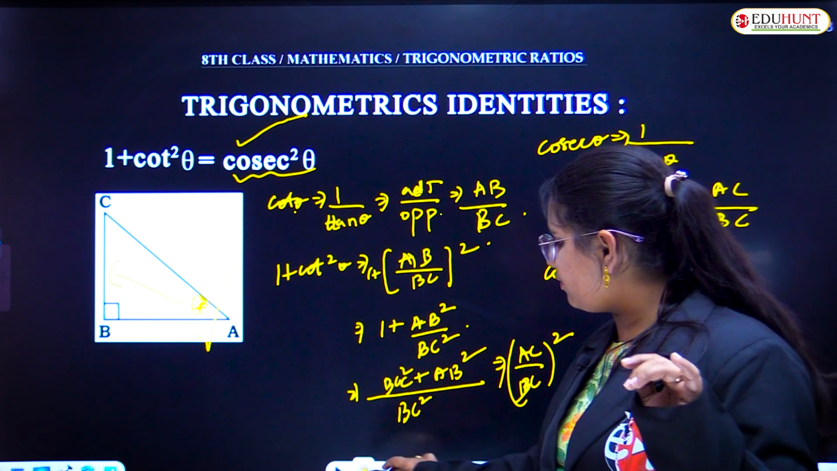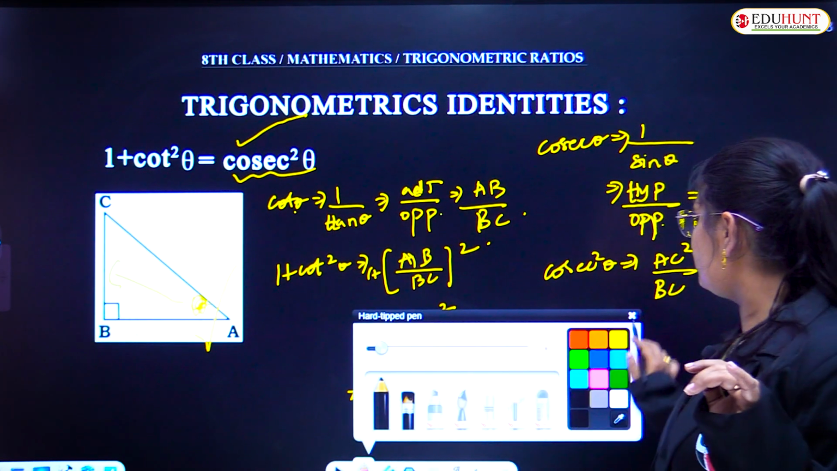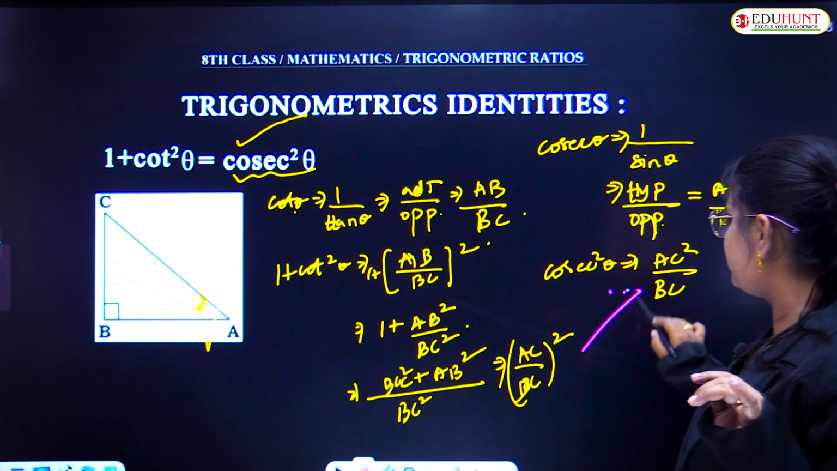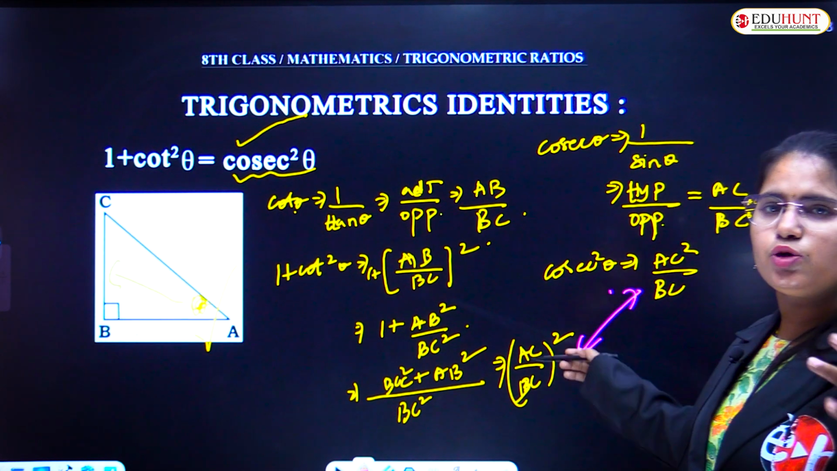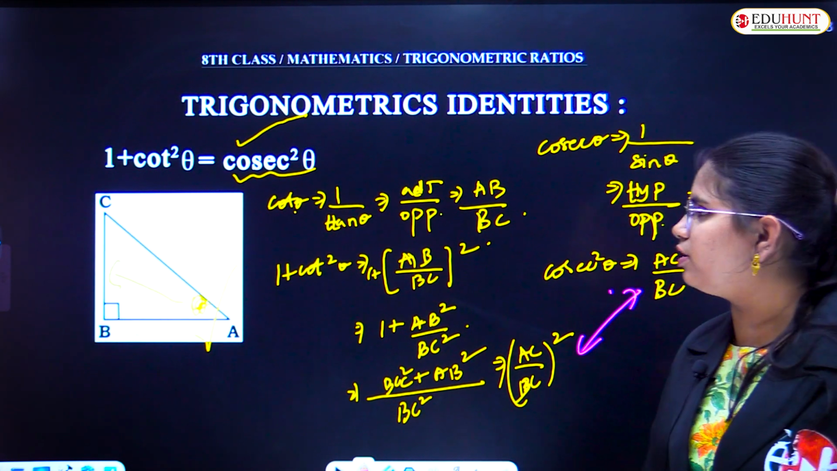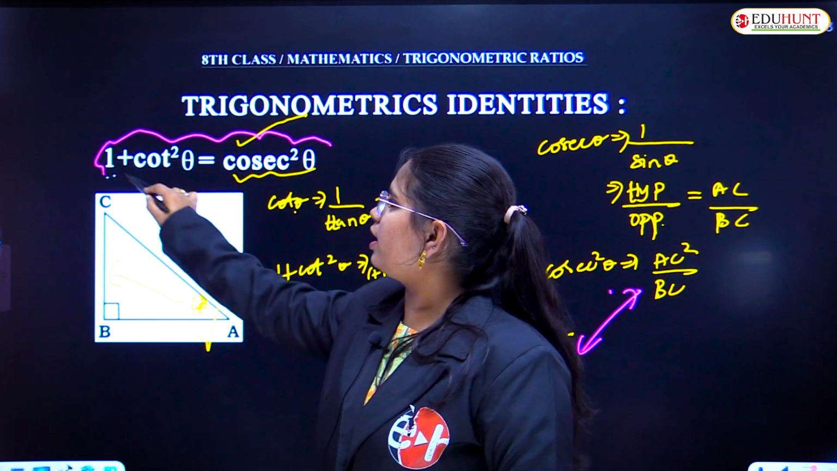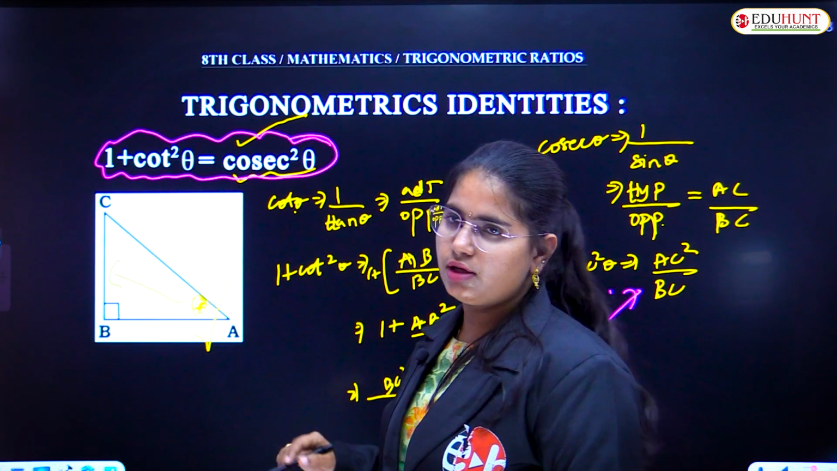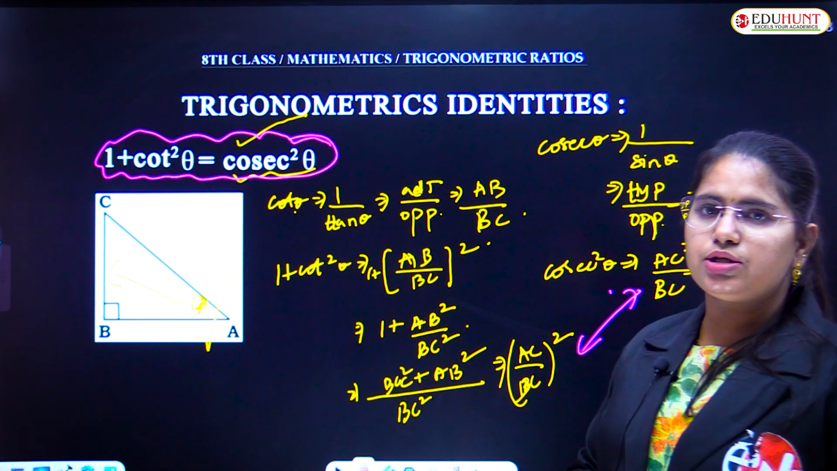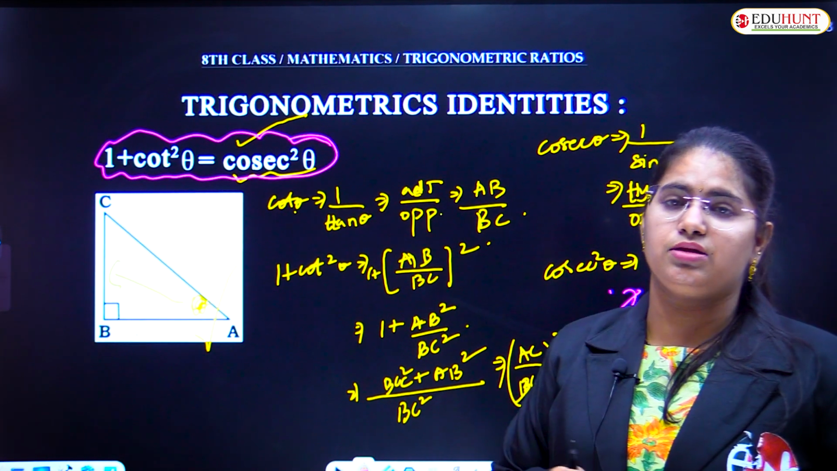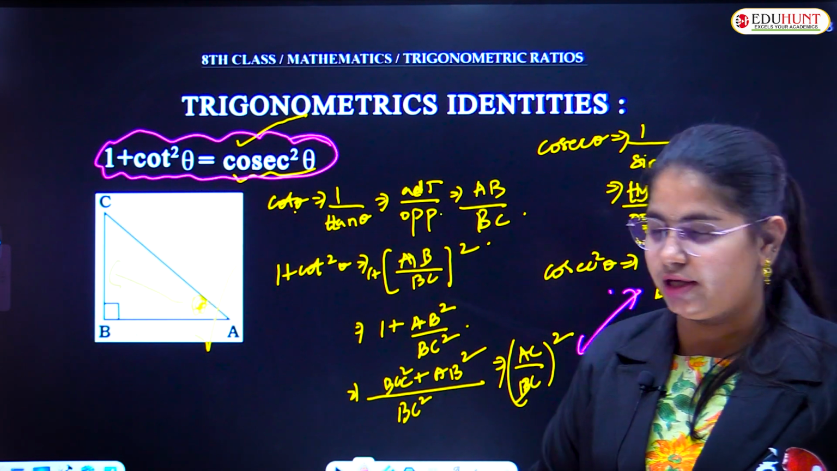Right? But now observe these two equations properly. What are these two equations? This and this equation. Observe both. From both equations we can make 1 plus cot square theta equal to cosecant square theta. Understood? 1 plus cot square theta is equal to cosecant square theta. This is my last trigonometric identity.